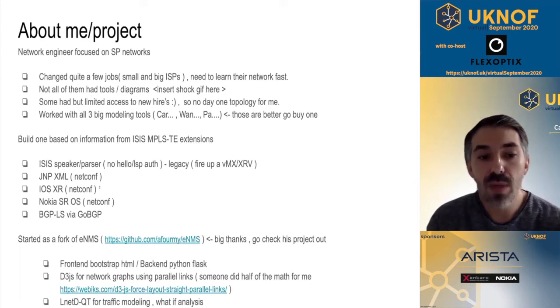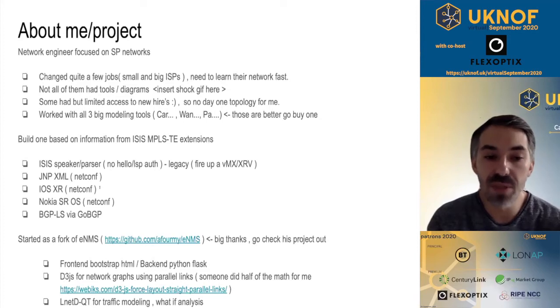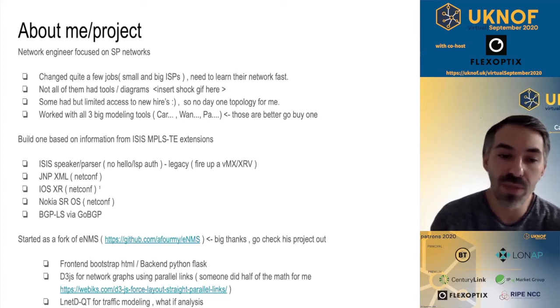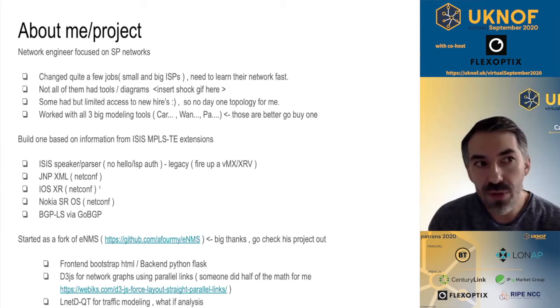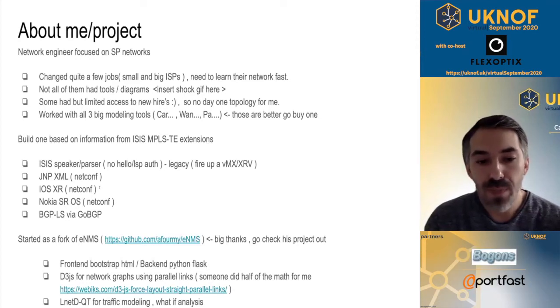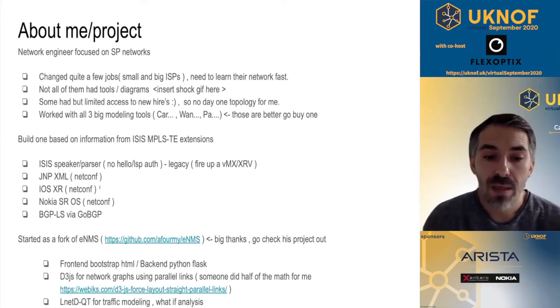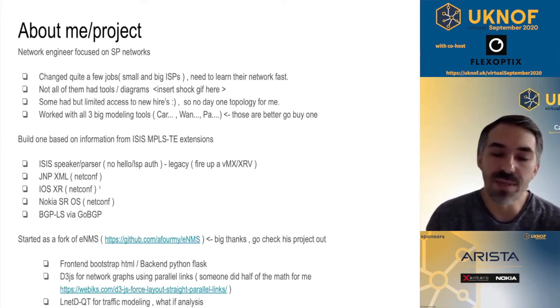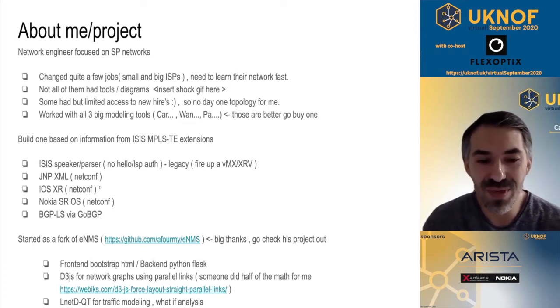And the last one that was implemented recently is getting the topology of the network via BGP-LS with the help of GoBGP. On the front end side, it started as a fork of ENMS. So that's a cool, nice project as well. The backend is Python Flask. The front end is JavaScript, of course, and D3.js. And somebody did all the math for me, so I don't have to bother with that. I'm not good at math, so that was really helpful.